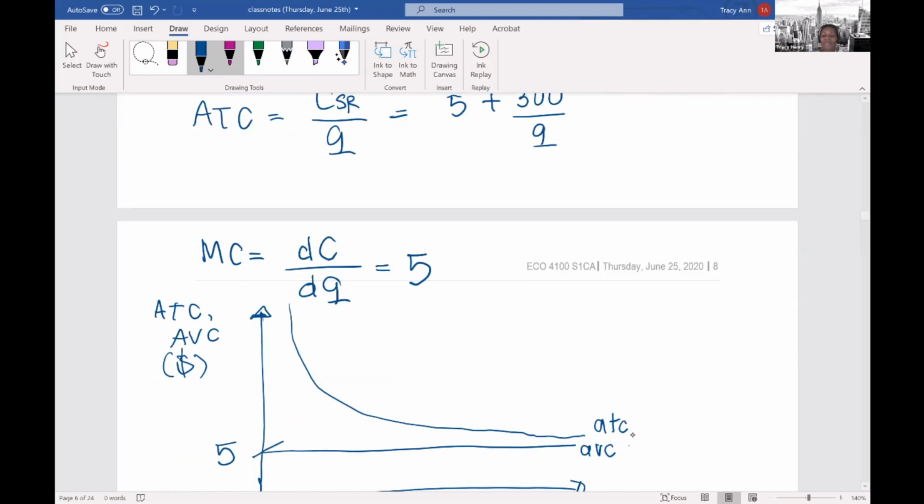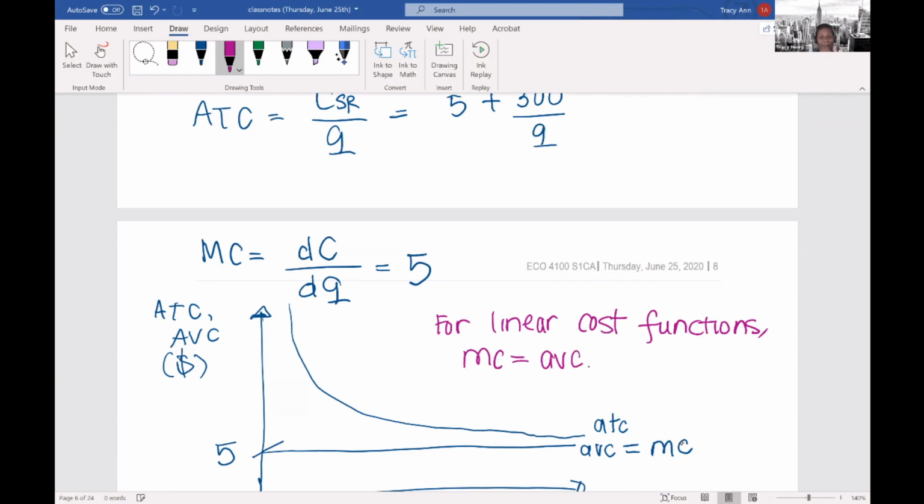A takeaway from this is that for a linear cost function, as it turns out, your marginal cost is equal to your average variable cost.